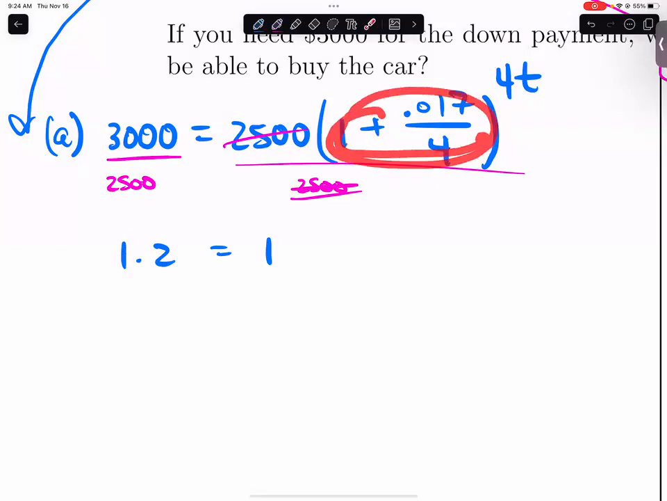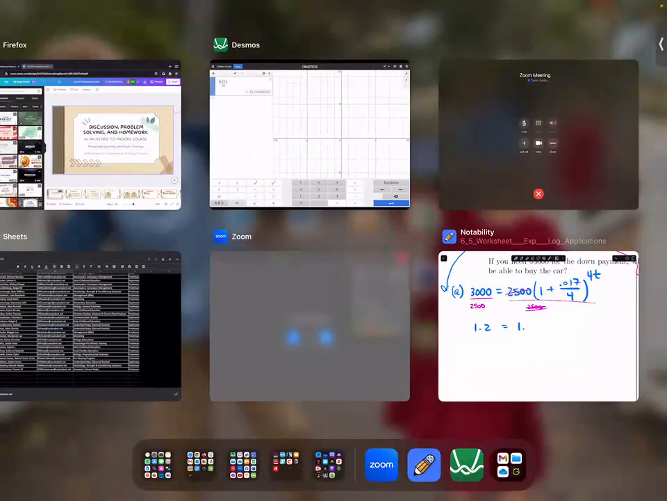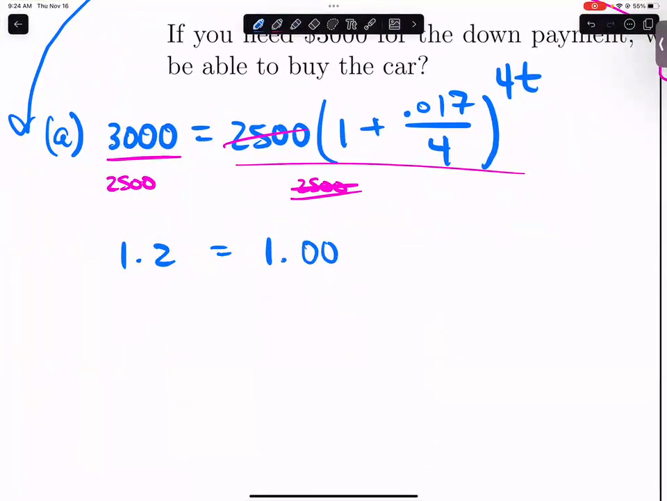And I don't want to have to keep writing this thing, so I'm going to go ahead and simplify that to 0.00425 plus 1, to the 4t. Okay. And again, none of that is rounded, right? We just found the decimal version. Okay. Now what?